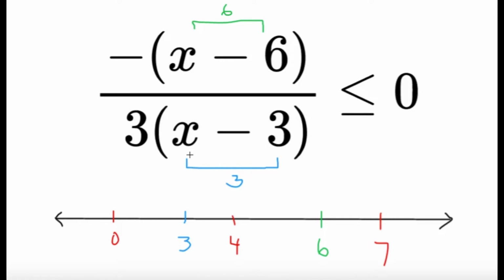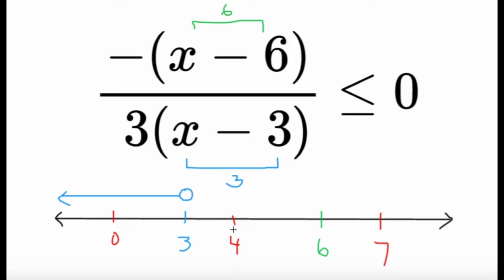Now, x minus 3 here is technically a restricted value because it's in the denominator. So it's going to be an open circle at x equals 3, with values less than 3. Because 0 works, this part is going to be a solution.